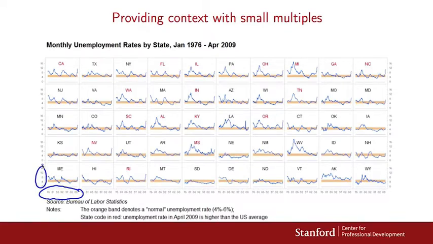Moreover, there's an orange band which shows a normal unemployment rate of between 4 and 6%. By looking at these small multiples, one sees immediately that there's a sharp increase in the unemployment rate during the financial crisis in states such as California and Michigan, whereas things are not so bad in states such as Montana or South Dakota.